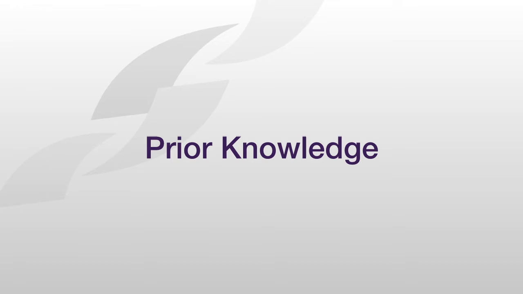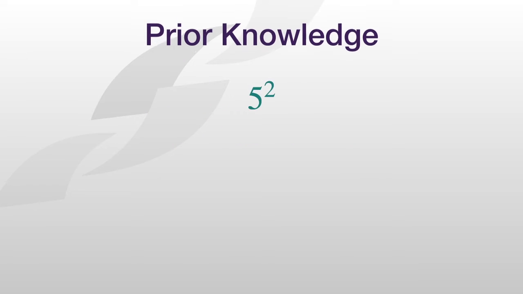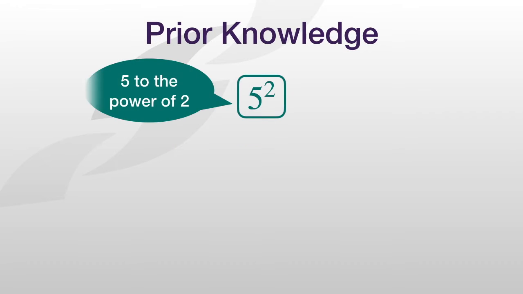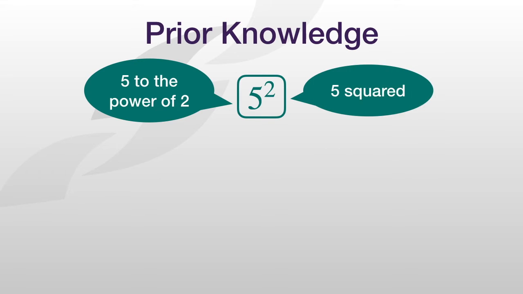Before we get started, there is some prior knowledge that is needed before exploring the Pythagorean relationship. We need to understand what 5 to the power of 2 means, which is also called 5 squared. 5 squared means 5 times 5, which equals 25.